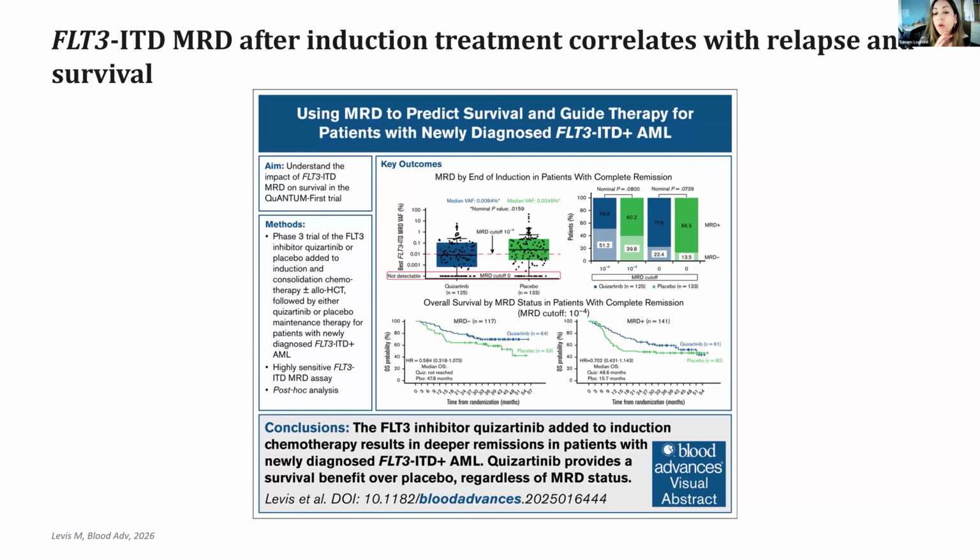So if you look at the overall conclusion of the assay, it was that quizartinib provides survival benefit over placebo, regardless of the MRD status, right? So this is the main conclusion of the assay. But I think here the devil is in the details. If you look at the way the study was done, they used a highly sensitive NGS MRD test to look for FLT3-ITD. They used two cutoffs for this study. One was 10 to the minus 4, which was the LOD or the LOQ of the assay. And then the other was just MRD 0, undetectable MRD, right?